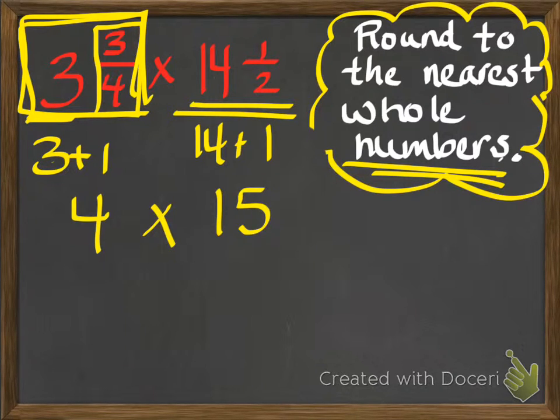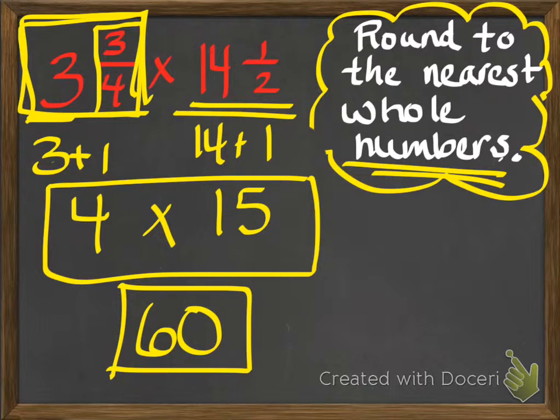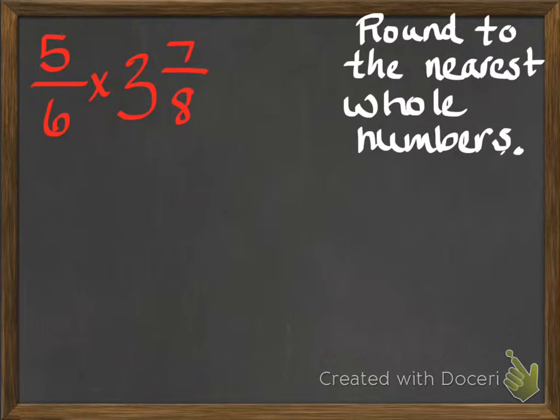So now I'm going to be multiplying 4 times 15. I know that 15 times 2 is 30, so 4 times 15 must be 60. Okay, so I got my estimated answer. Now I could also do it if I just have fractions instead of a mixed number. I could still round to the nearest whole number.